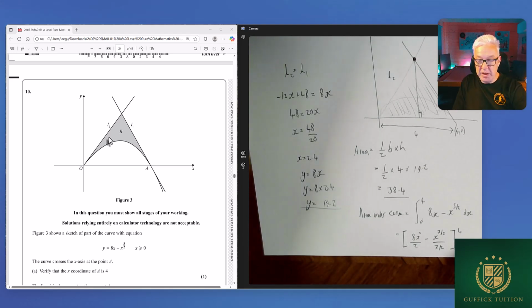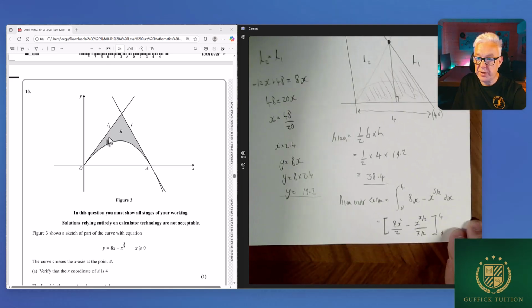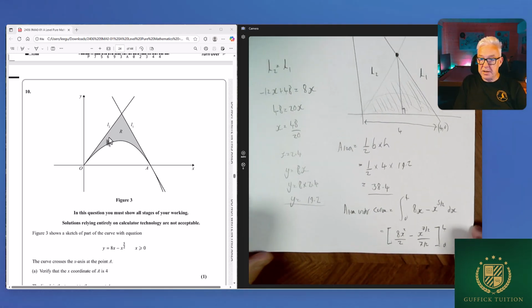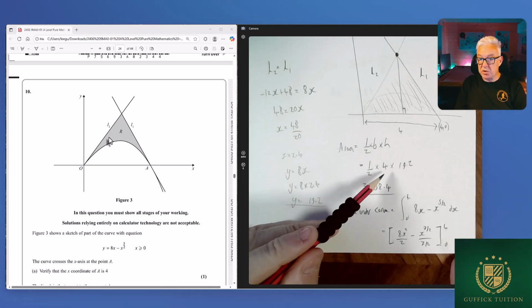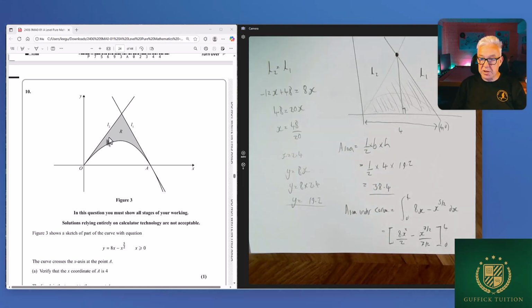So we've got everything we need now to find the area of that triangle. So the area is equal to a half base times height. So a half times the base, which is 4, times the height, which is 19.2. So that gives us an area for that triangle of 38.4. Now, the next step is to find the area underneath the curve, which we're going to subtract.